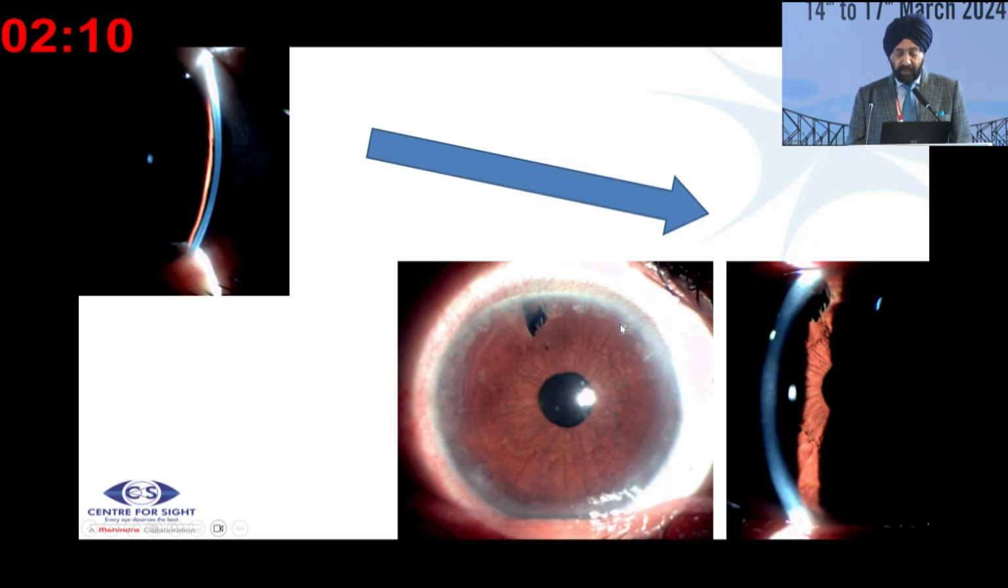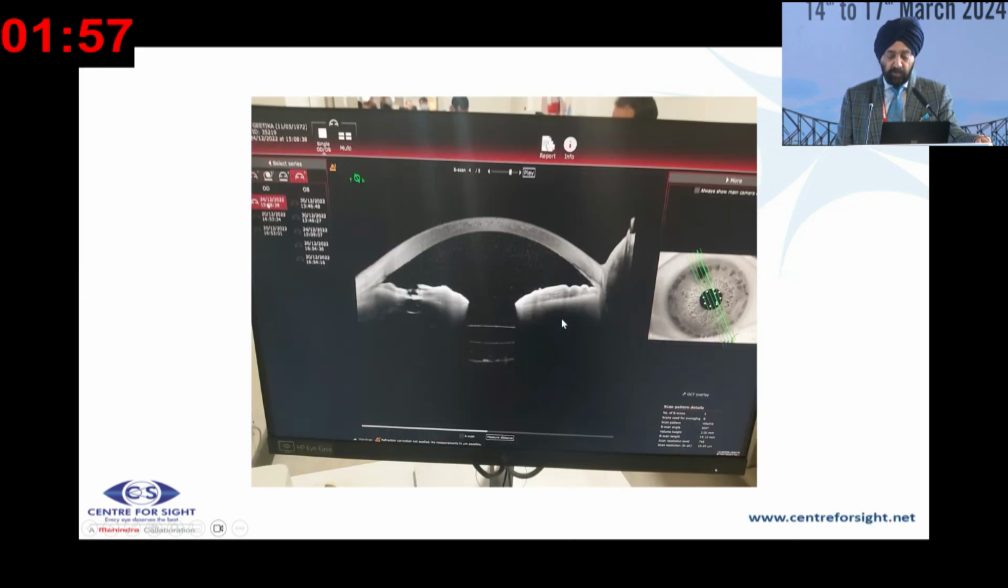You can see that the iris is almost at the back. So what we did in this particular case was a femto procedure, again with a very shallow AC. We were able to do this, and we did a surgical iridectomy. The patient did fantastically, and this is the post-op picture.